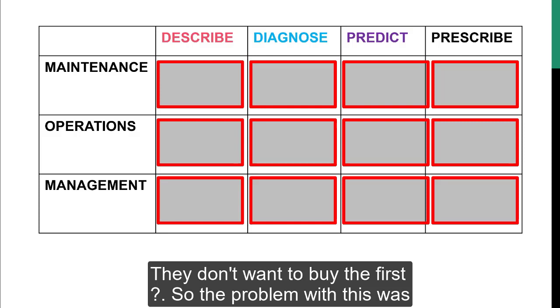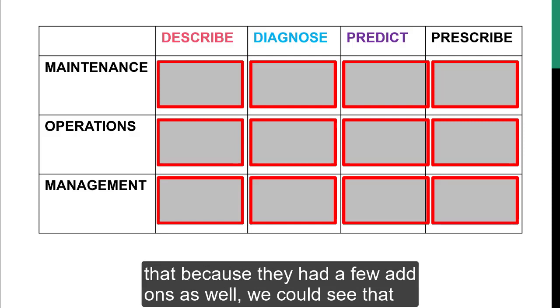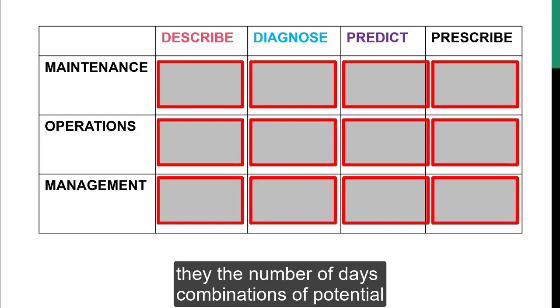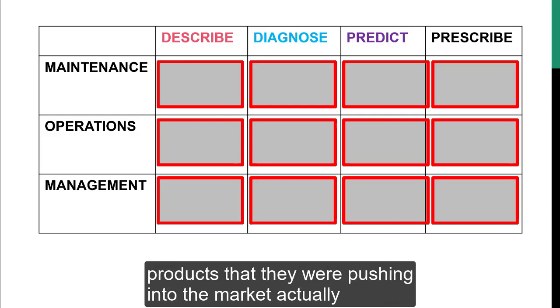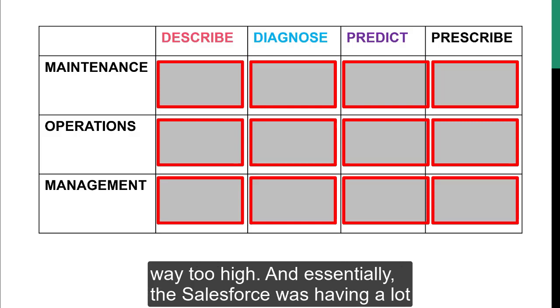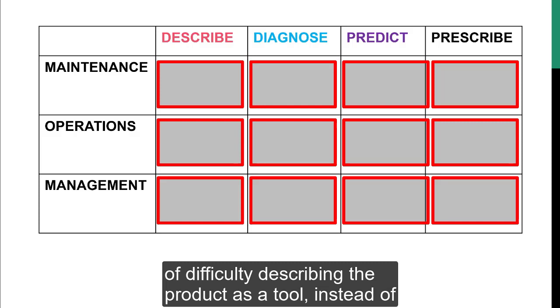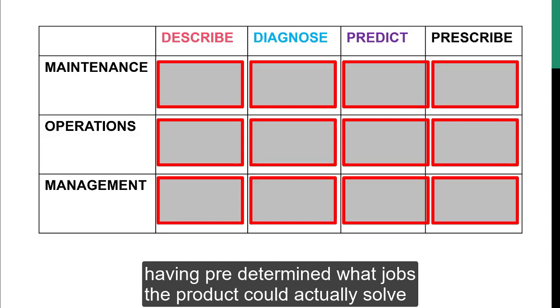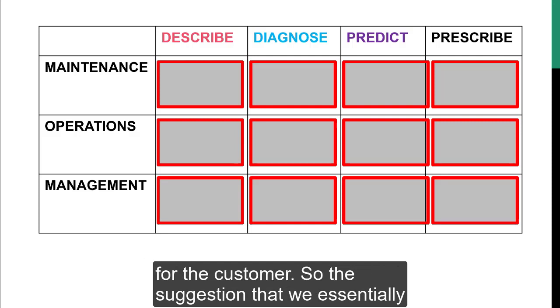So the problem with this was that because they had a few add-ons as well, we could see that the number of different combinations of potential product that they were pushing into the market actually exceeded the number of potential customers. So the complexity was way too high, and essentially the sales force was having a lot of difficulty describing the product as a tool instead of having predetermined what jobs the product could actually solve for the customer.